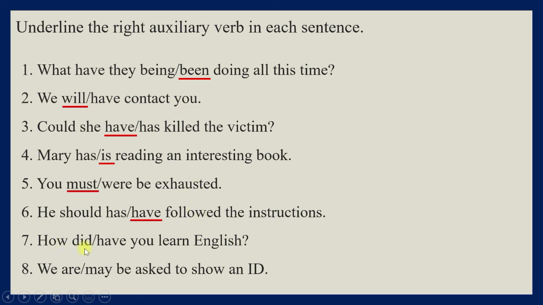Number 7, how did or have you learned English? First, we find our main verb, which is learn, and it is in base form, so did is the answer. Otherwise, we would have needed to use past participle form. 8. We are or we may be asked to show an ID. Our main verb is asked. Our last auxiliary verb is be, and this is obviously a passive be, because this is in past participle form. And this be is in base form, so it cannot be following are. It could only be following may as a modal verb.